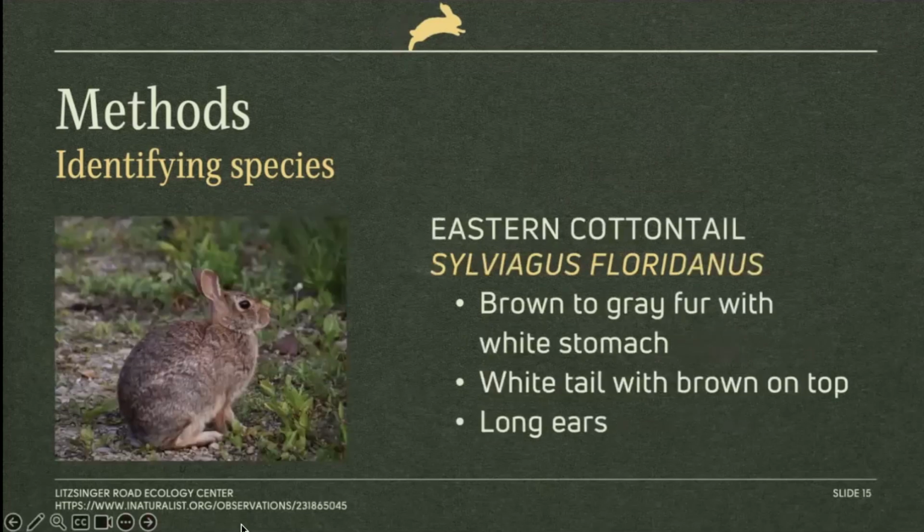Then we have the eastern cottontail, which is the rabbits that we have around here, or Sylvilagus floridanus. And these have brown to gray fur and a white stomach. They have a white tail with brown fur on top, kind of puffy, and then they have long ears like a rabbit.